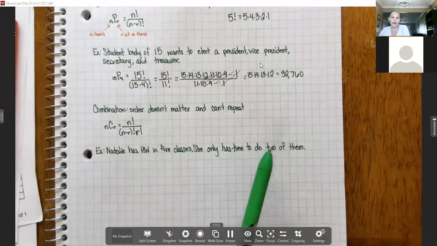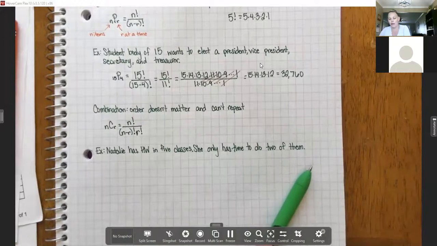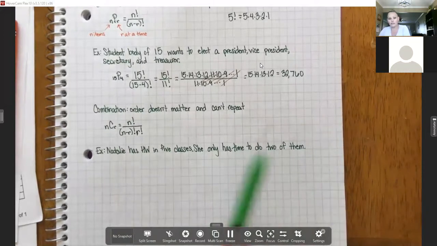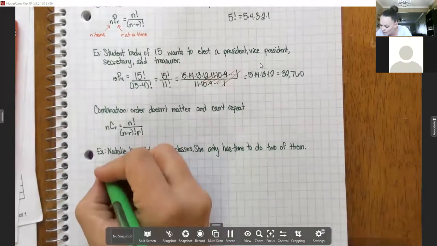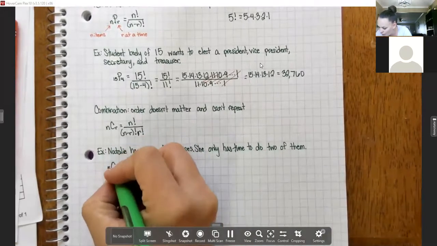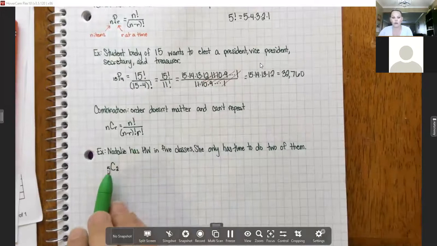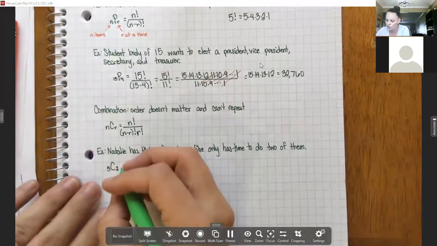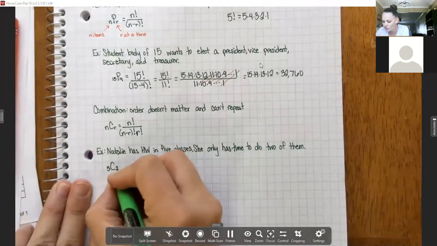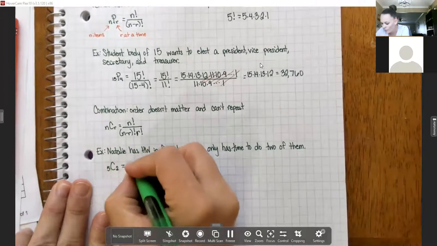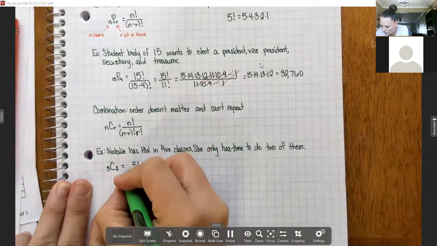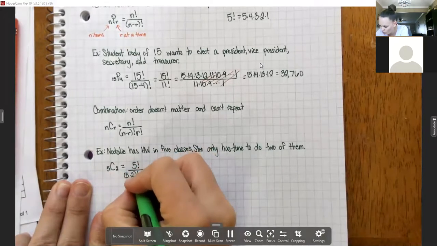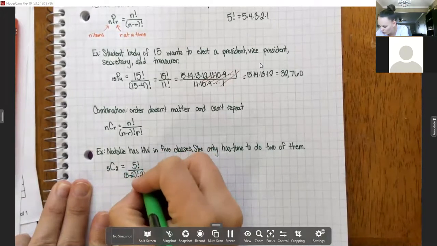It doesn't matter if she does math and then history or history and then math, or English and science or science then English. It doesn't matter as long as she does 2 of them. So that's why this one is a combination, because the order doesn't matter. So this is 5 choose 2. She has 5 assignments. She's choosing 2 of them. So 5 factorial over 5 minus 2 factorial times 2 factorial.